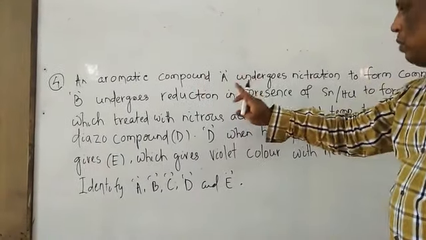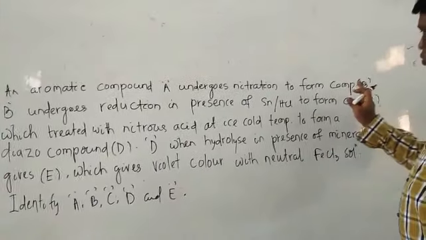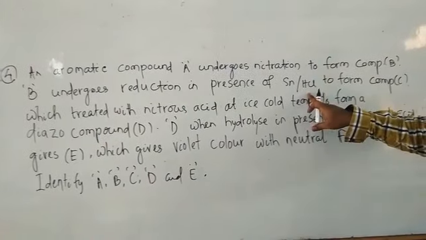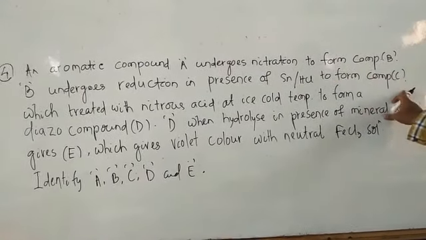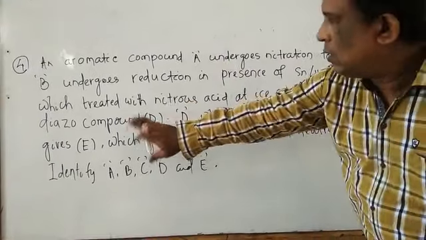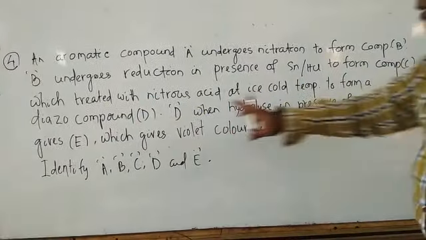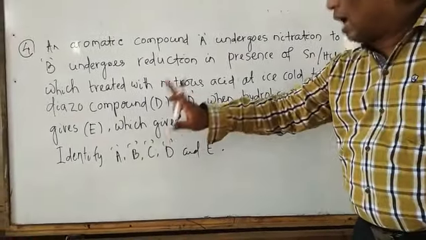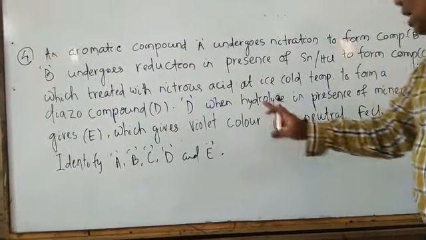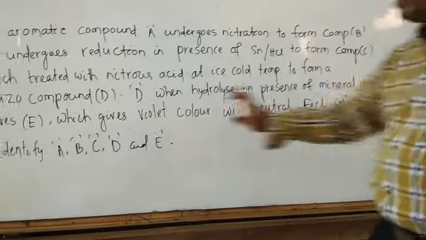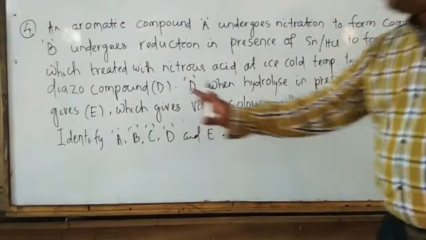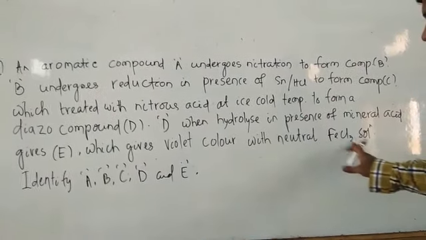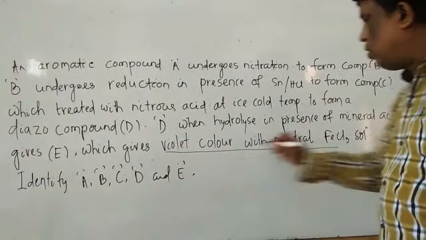An aromatic compound A undergoes nitration to form B. B undergoes reduction in the presence of acidified stannous chloride to form C. Compound C reacts with nitrous acid at ice cold temperature to form a diazo compound D. That diazo compound, when hydrolyzed in the presence of mineral acid, gives compound E. This compound E, when treated with neutral ferric chloride solution, gives a violet color complex.